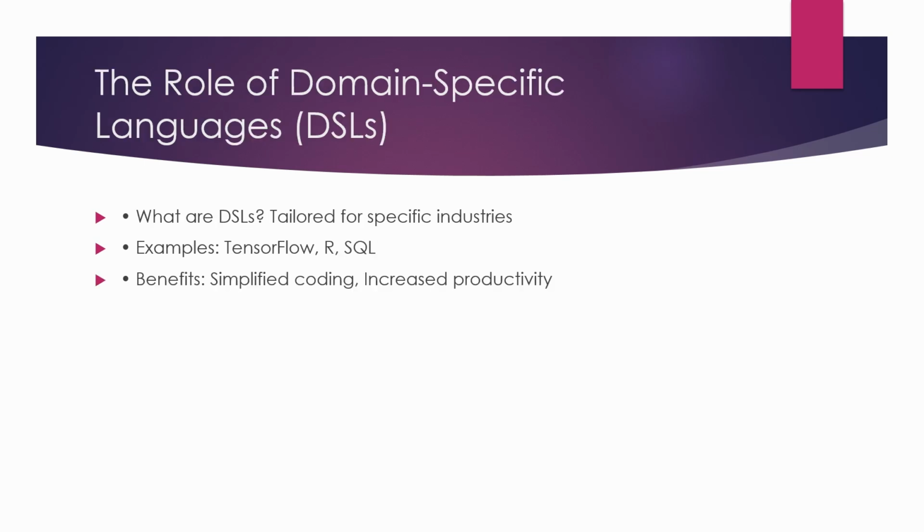Domain-specific languages, or DSLs, are tailored for specific industries or problem domains. By providing highly specialized syntax and semantics, DSLs simplify coding tasks. Examples include TensorFlow for machine learning, R for statistical computing, and SQL for database queries. DSLs improve productivity and allow developers to focus on the problem, not the language.